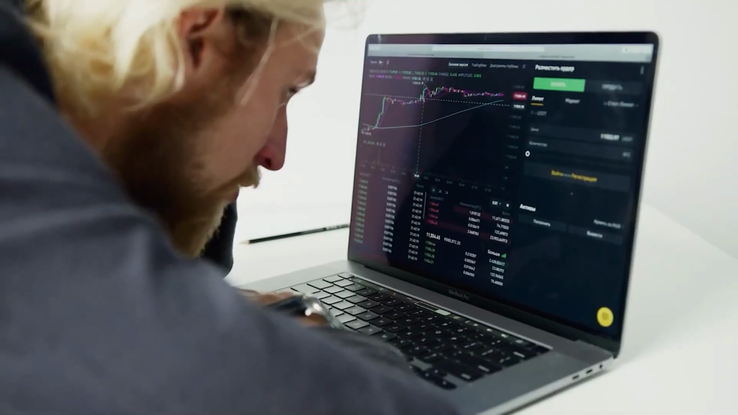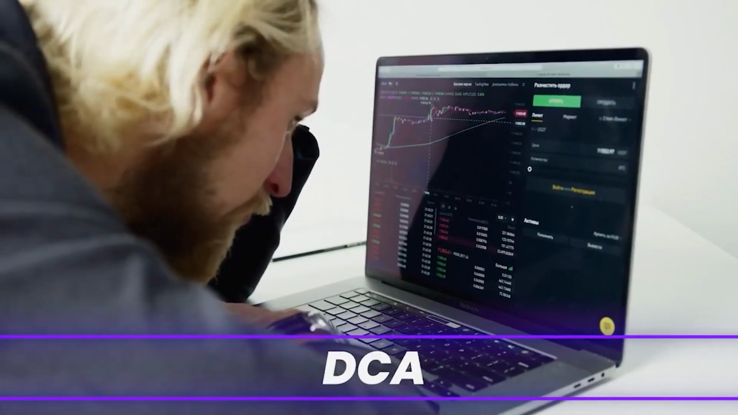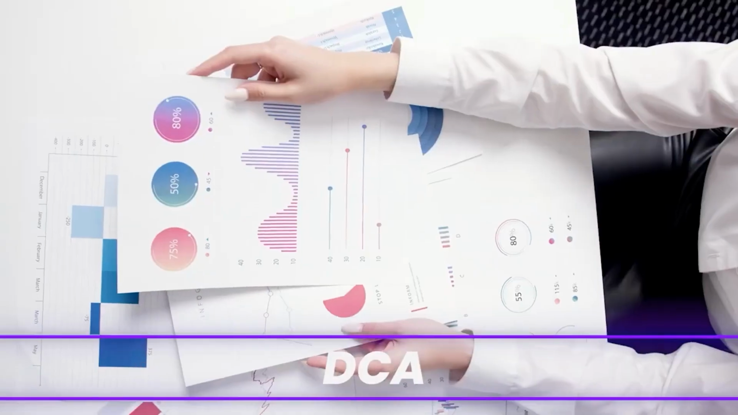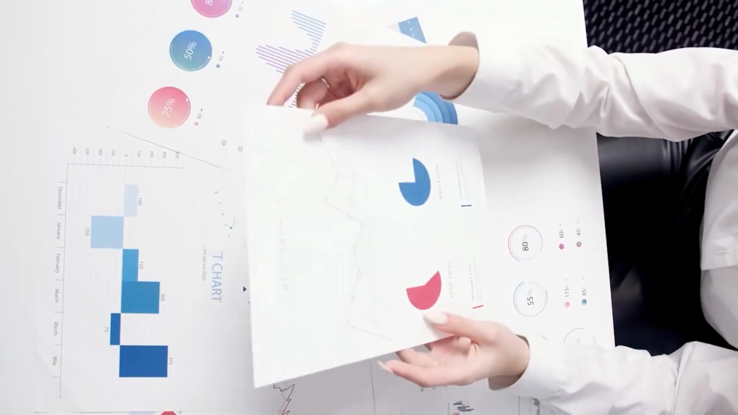This investment model is called DCA. Today we're going to explore what DCA is, how it works, and why it could be the best investment strategy for you. So let's get started right here.